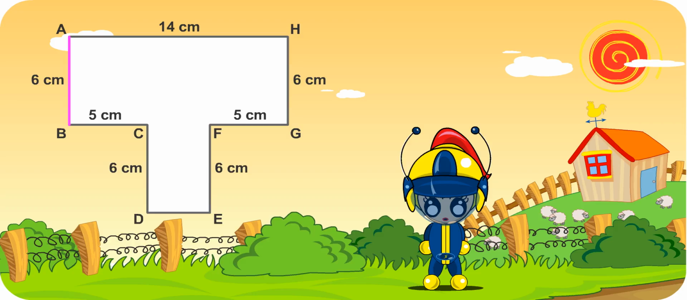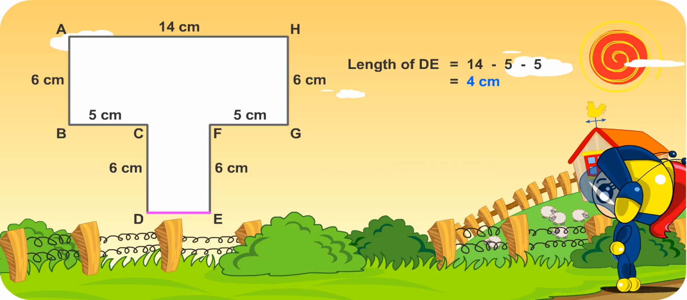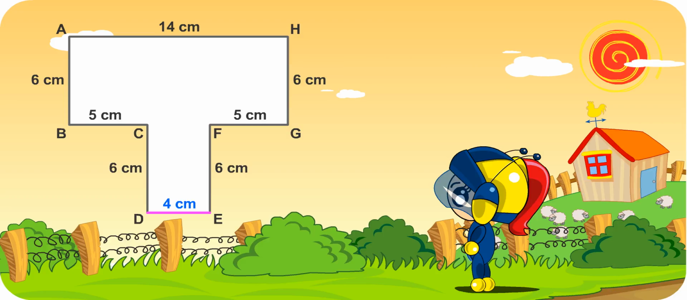AB equals 6 centimeters. BC equals 5 centimeters. CD equals 6 centimeters. To get the length of DE, I will have to take 14 minus 5, which equals 9, and then take 9 minus 5, which gives 4 centimeters. DE equals 4 centimeters. EF equals 6 centimeters.